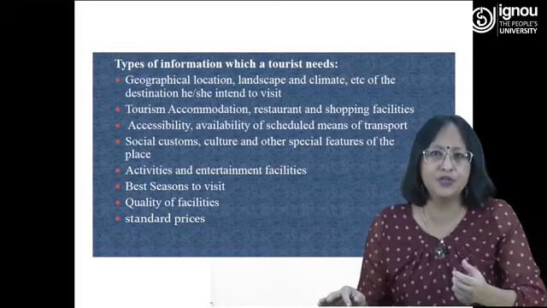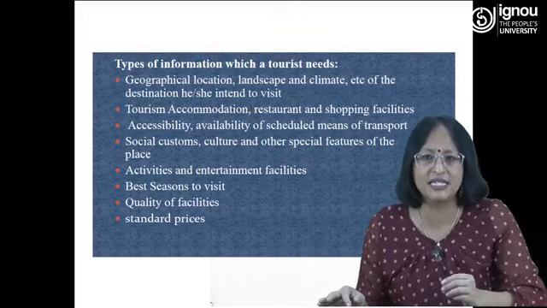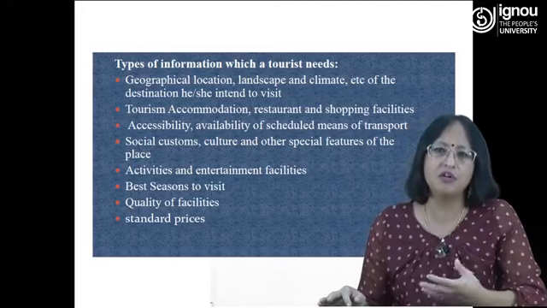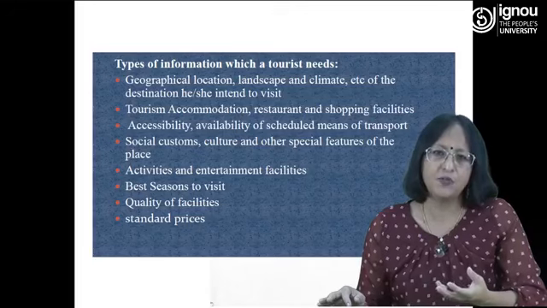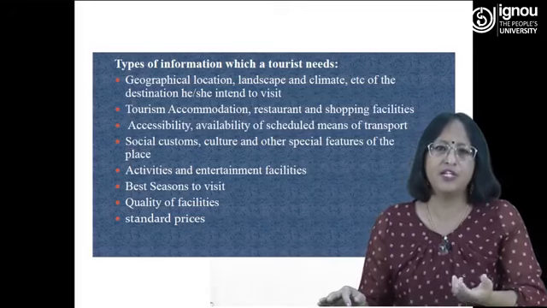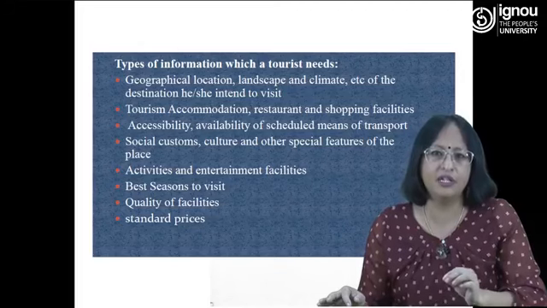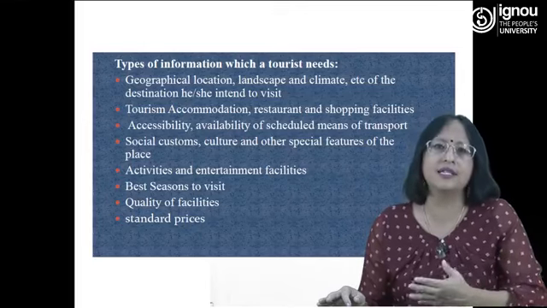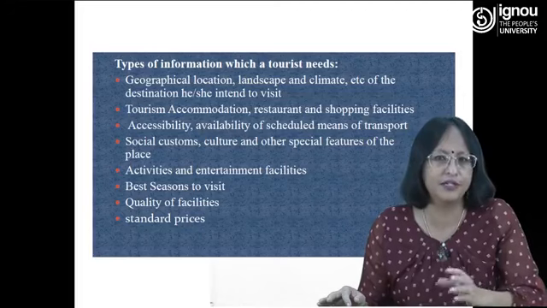Then as a tourist, he would also want to know the type of tourism accommodation, the restaurants and the shopping facilities there. Then the accessibility, the availability of scheduled means of transport. If it is a long haul transport, then you would want to know the types of transportation available, whether airlines will be scheduling their flights. And not only that, the frequency of the flights is also important. If you don't want to travel early in the morning, and a destination has lots of accessibility, then it gives the tourist ample choice to plan their tour itinerary.